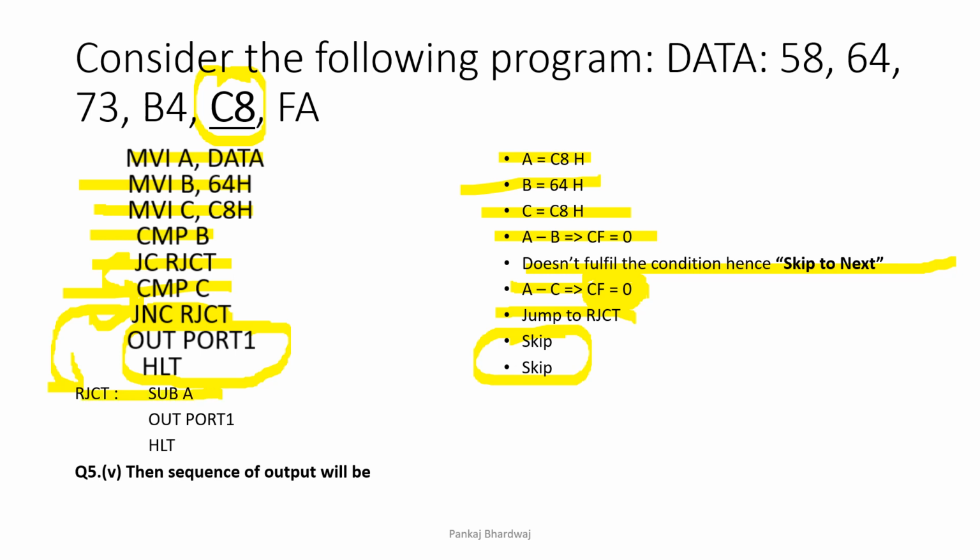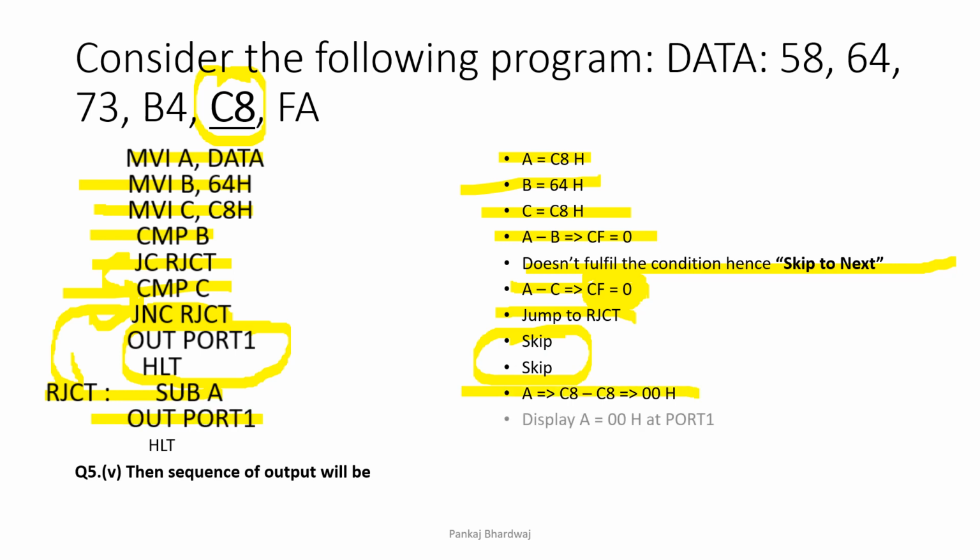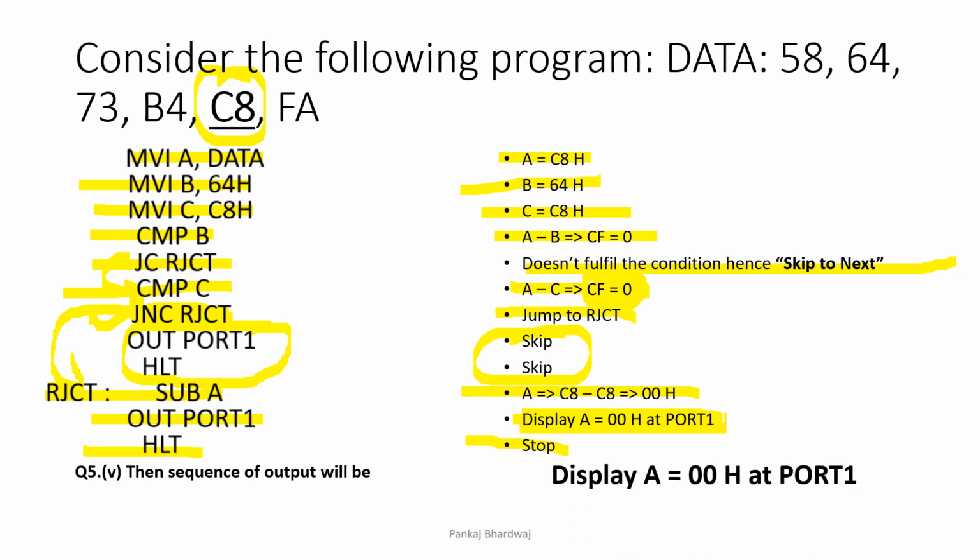Now this reject says subtract A, that means A will become A minus A. A is C8, so C8 minus C8 will become 0. Output to port 1, that means A, which is 0, is sent to port 1, that means port 1 will have 00, the content present in the accumulator, and HLT terminates the program, so it stops the program. So after the execution, what we get is that port 1 will have 00 output. Clear?